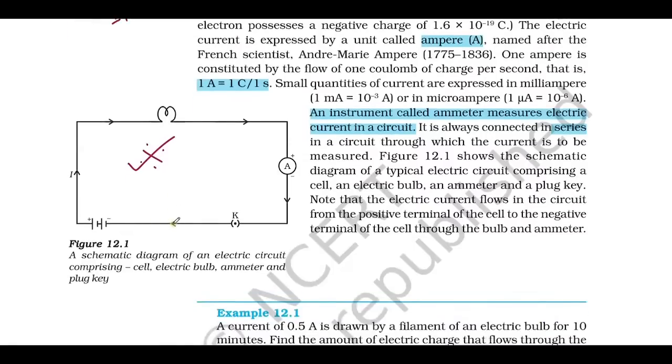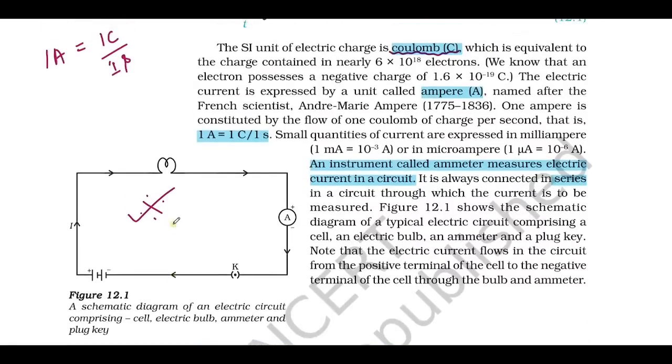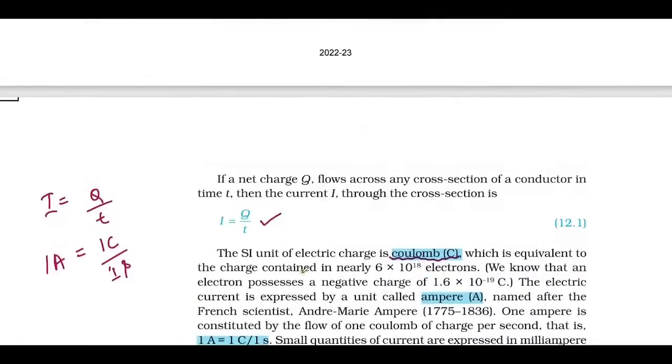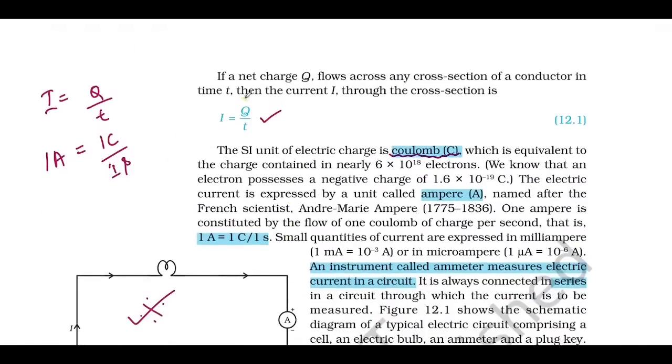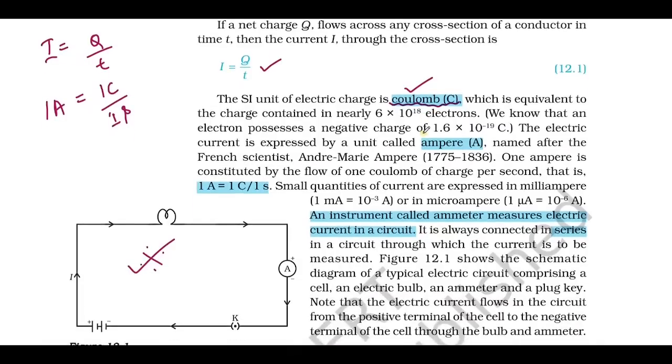Simple electric circuit. Next, in this paragraph, the important question you can expect is the formula to find the current, that is I equals Q by T. Then the SI unit of electric charge is Coulomb.